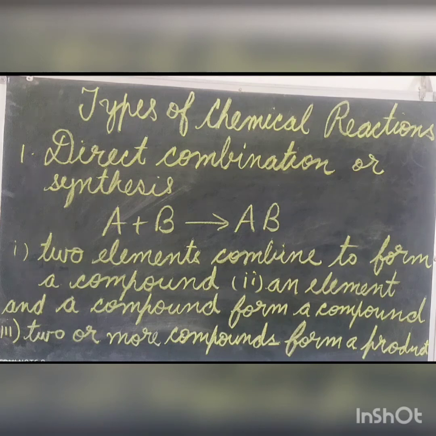Good morning, students. Today we will continue with our chapter number 2, Chemical Changes and Reaction. Today we will study about the types of chemical reactions. There are 4 types of chemical reactions: direct combination or synthesis, decomposition, displacement, and double decomposition. We will study about them in detail one by one.